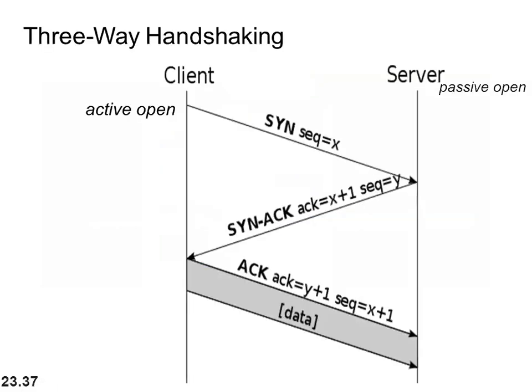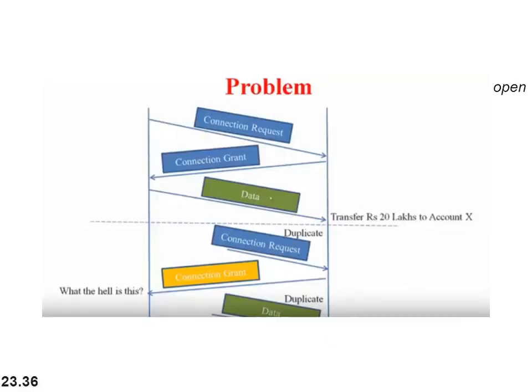So for that, TCP previously used only these two techniques, sending connection request and connection grant. But they started getting this problem because of duplicate connection requests and duplicate data. There was false transaction happening in the network.